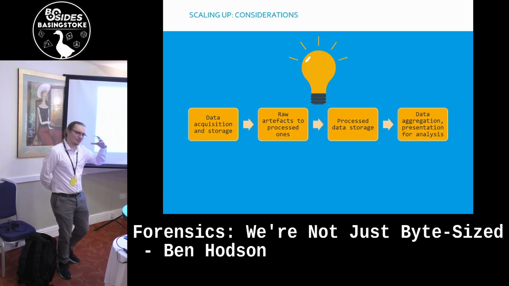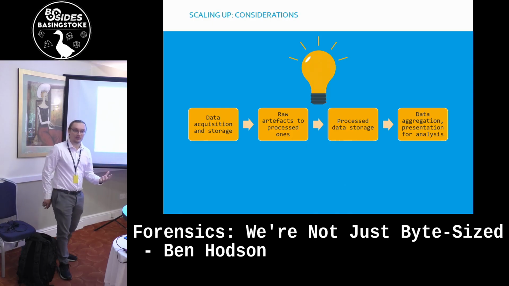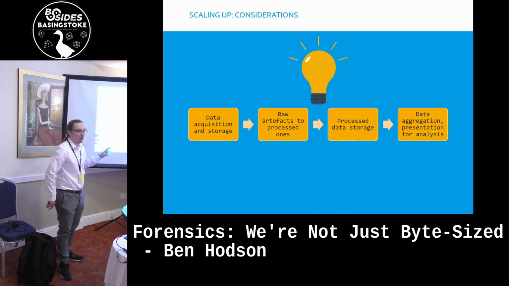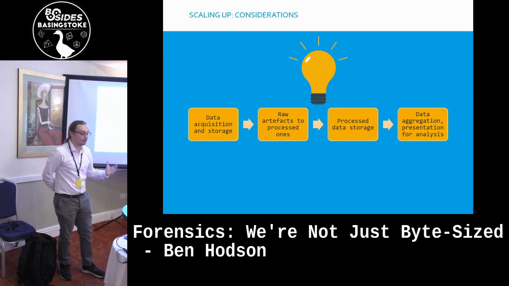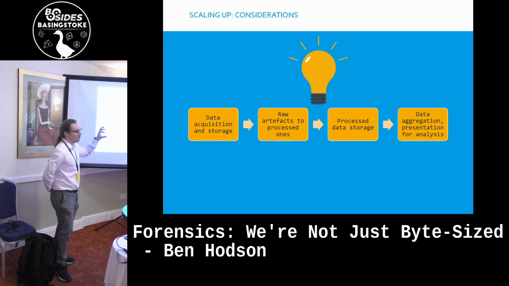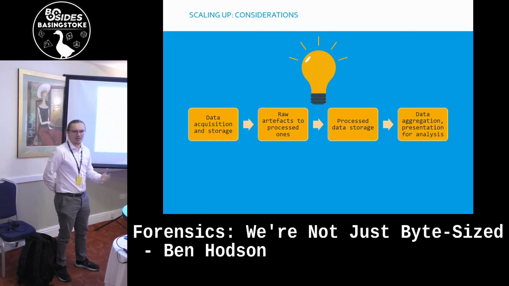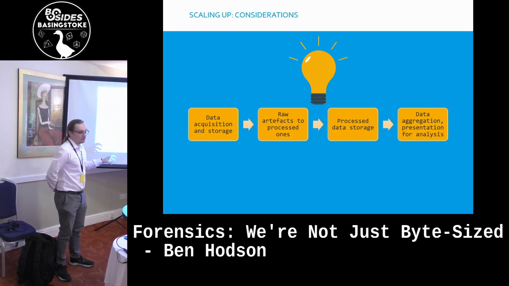So, let's have a bit of a change of mindset on this. If we take roughly what we're going to be doing as part of that digital forensics workflow, we're going to acquire the data, take the raw artifacts and make them into processed ones, thinking like an MFT, for example, a big binary. We store the data somewhere, and then we get analyst eyes on it somewhere.